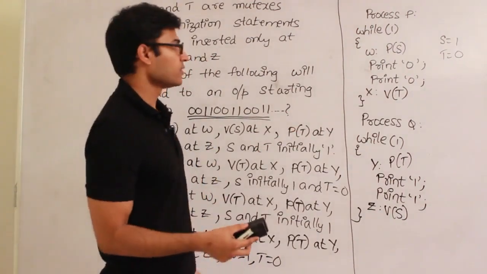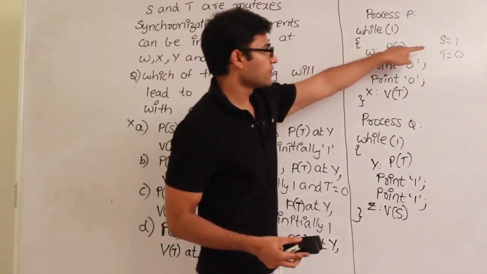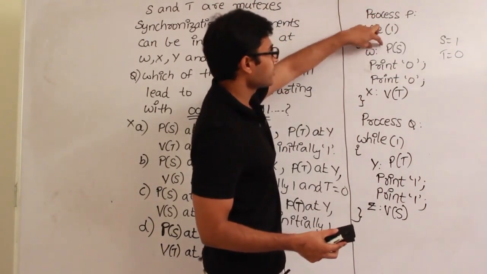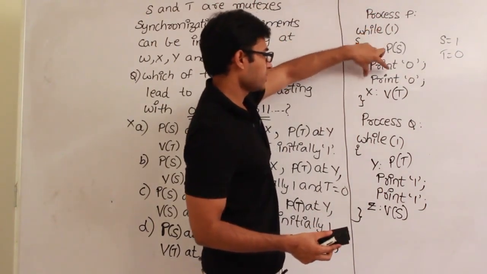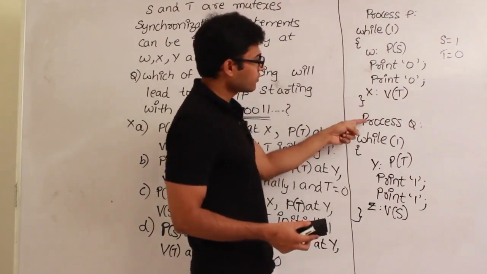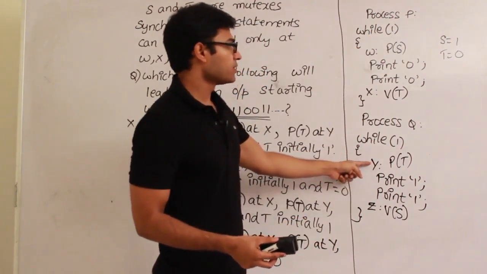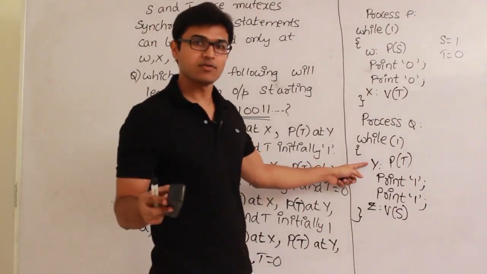Will never try to, will get blocked. So since S equal to 1, there is only one possibility here, right? P can cross P of W and enter this and print 0 0. Even if Q tries to enter this and print 1 1, that will get blocked at this point because P of T will block it.